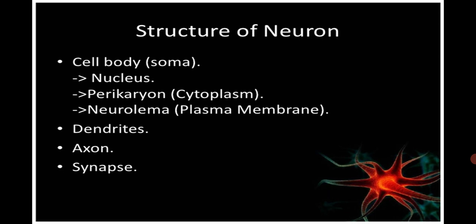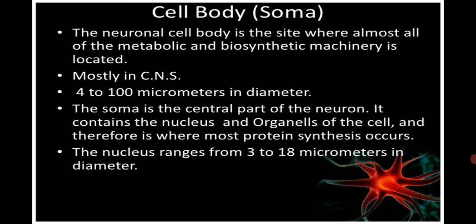The structure of the neuron includes different types of components. These are the cell body or the soma, which has the nucleus, perikaryon or the cytoplasm, and the neurolemma or the plasma membrane. Then the second component in the typical structure of the neuron is the dendrites. Then the axon, and the synapse is an important term related to nerve tissues. So we will see their details one by one.